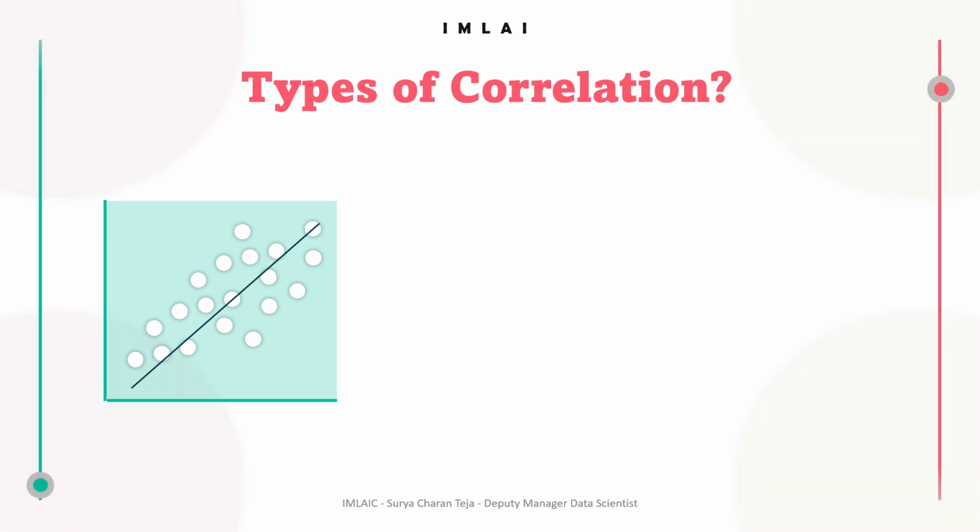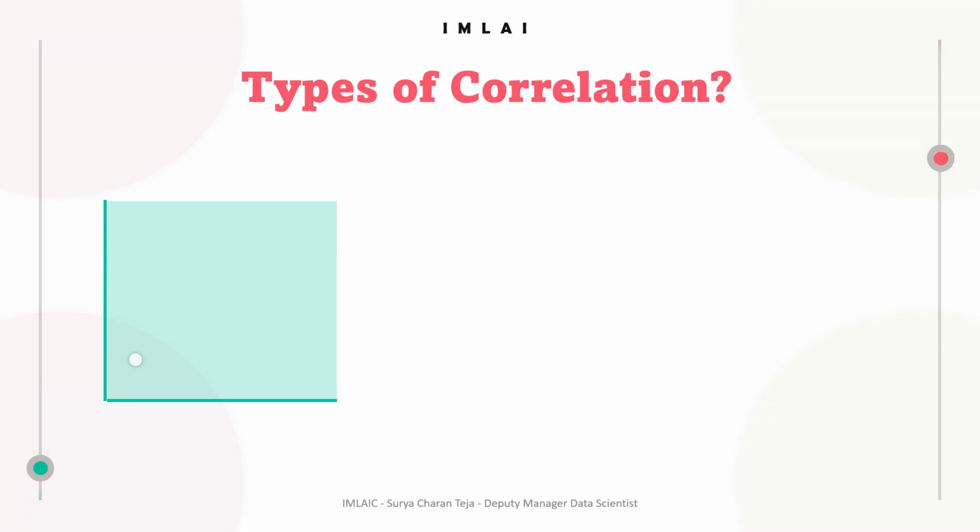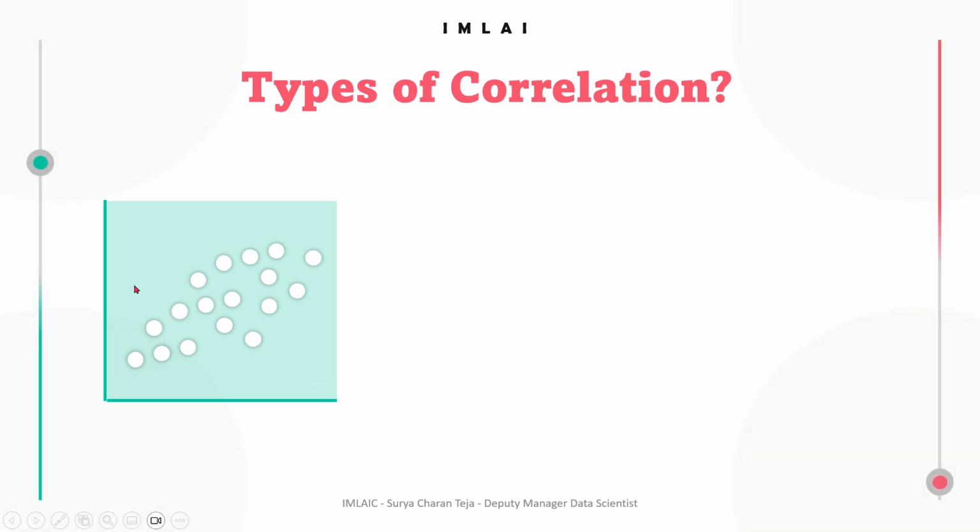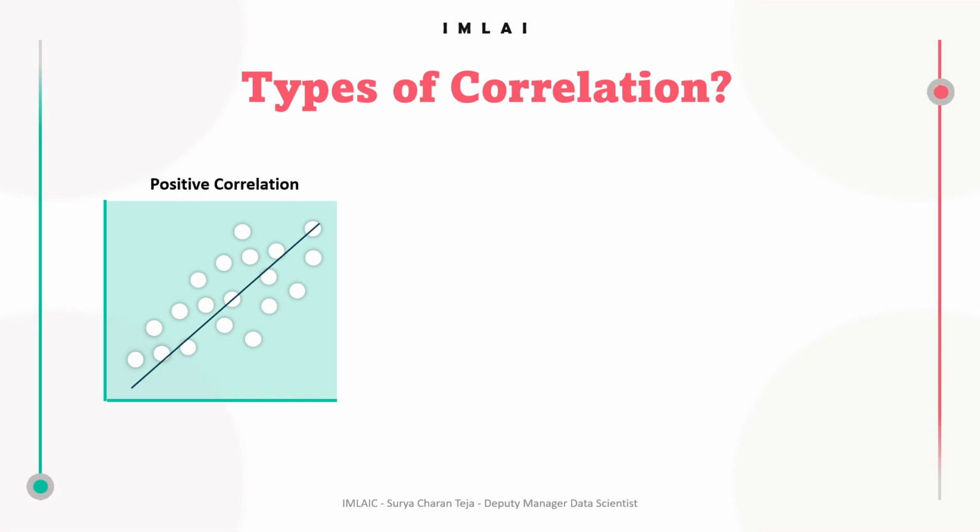If you want to see the animation one more time, you can see this point x comma y. As x is growing, y is also growing. So basically they are positively correlated, and this is called a positive correlation.